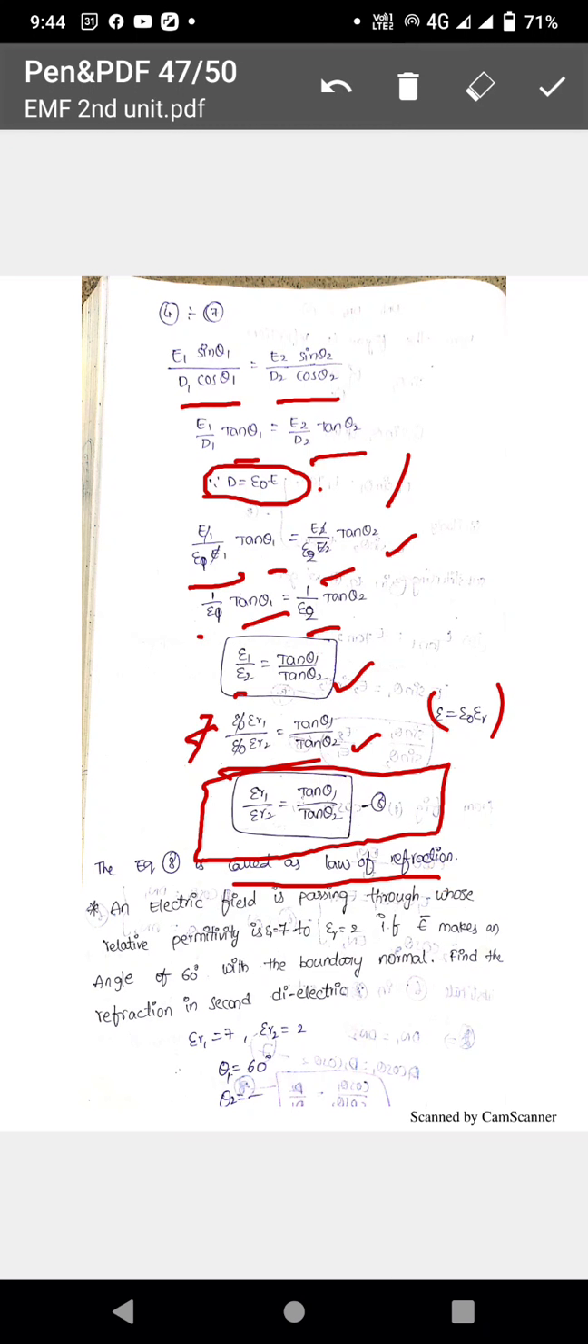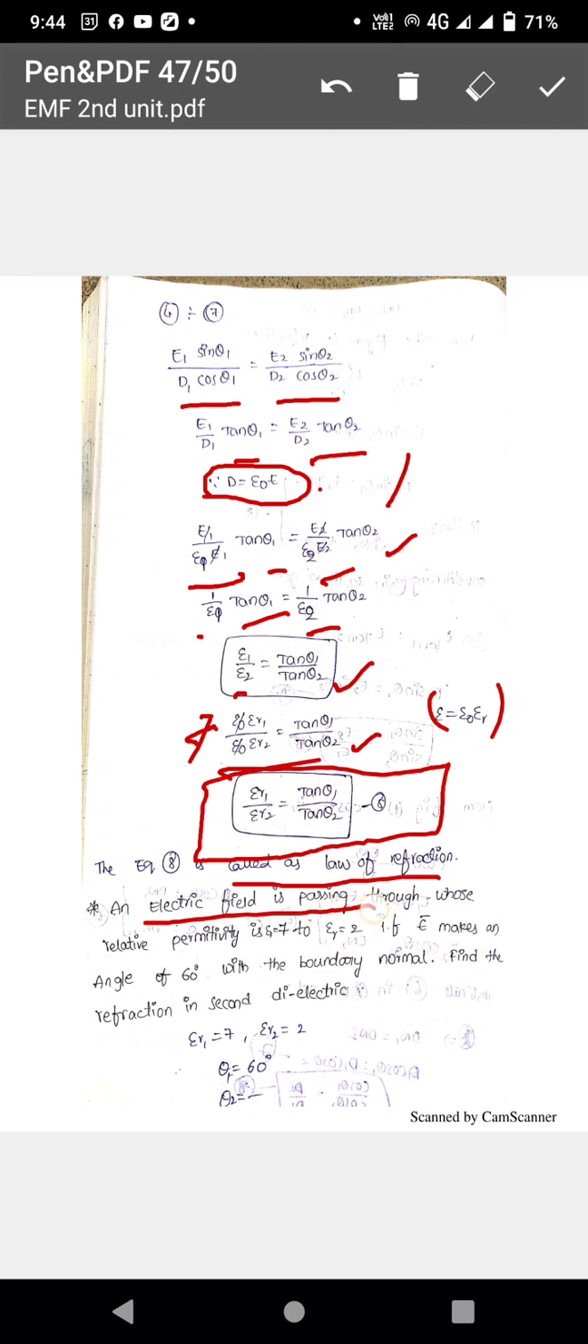That is the refraction. Okay, do you understand this? Simply, when electric field intensity or any electric flux density passes from one medium to another medium, it takes an angle, that is called refraction. That angle is called the refraction angle. And this equation epsilon r1 by epsilon r2 equal to tan theta 1 by tan theta 2 is called the law of refraction.